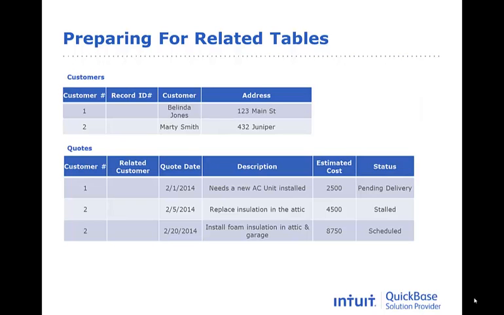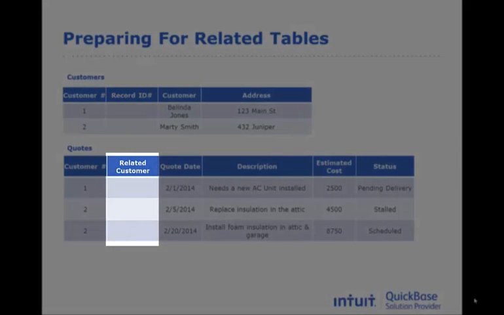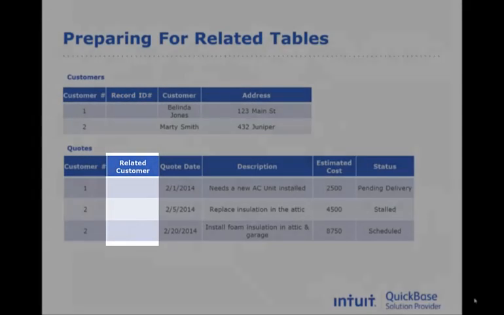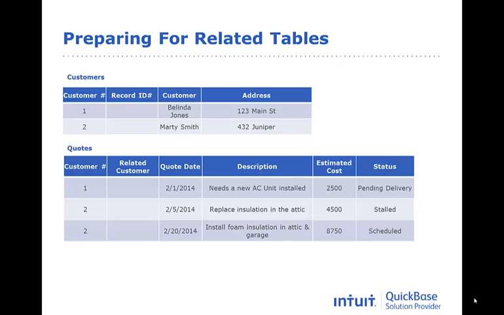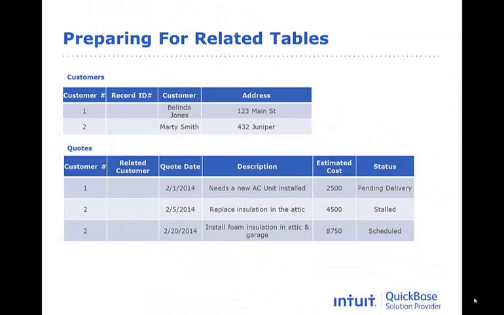Additionally, we would include a column for record ID number on any parent table, as well as a related parent field on any spreadsheets representing a child table. These fields will be necessary later when we discuss the actual steps of uploading our data. In our example, we can see that the customer number field is being used as our unique value.